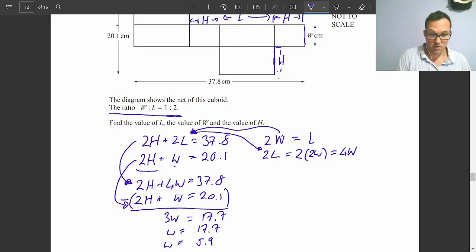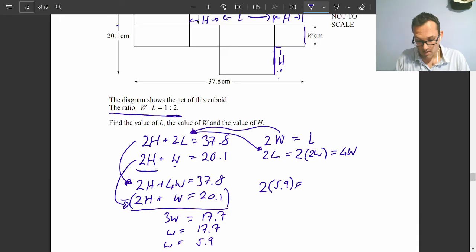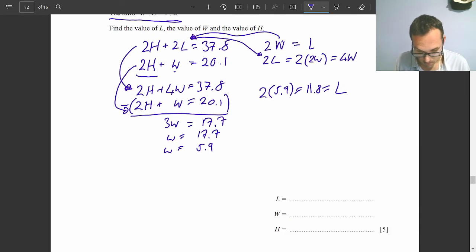Okay, things are looking good. So now we know that 2 W's gives me an L, so 2 times 5.9 will give me, times that by 2, 11.8, which is L. Okay, let's write down what we've got here. W is 5.9, L is 11.8.